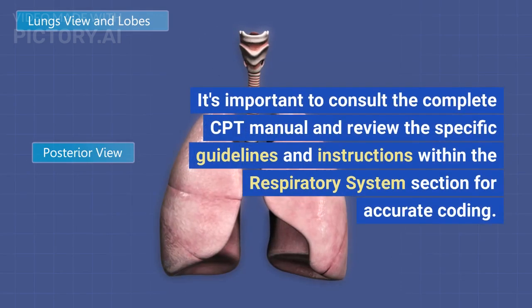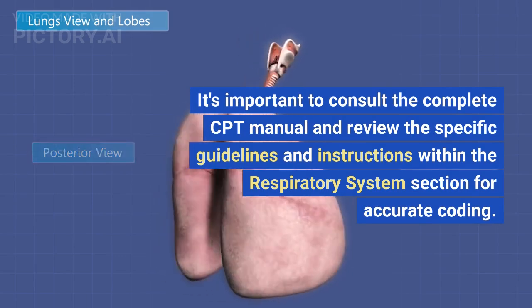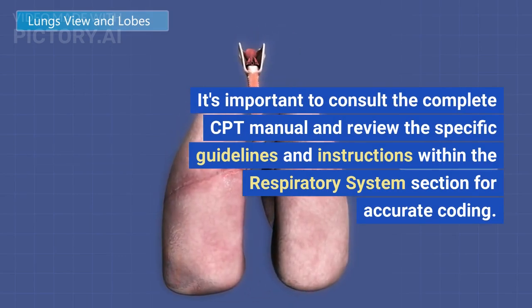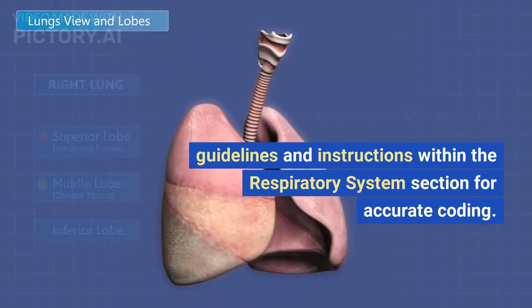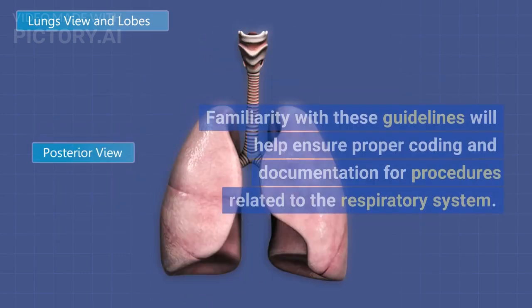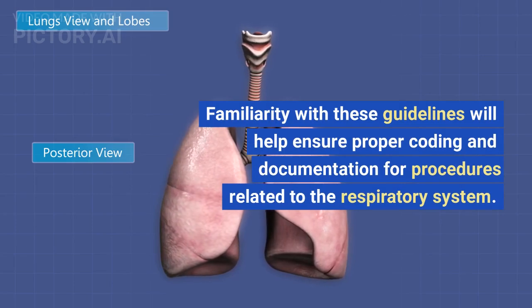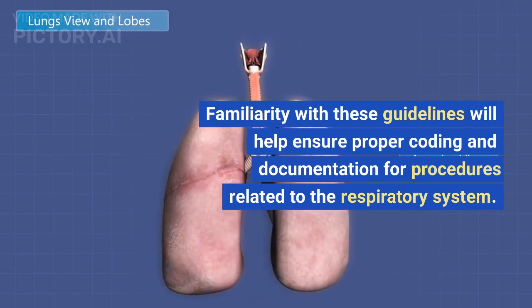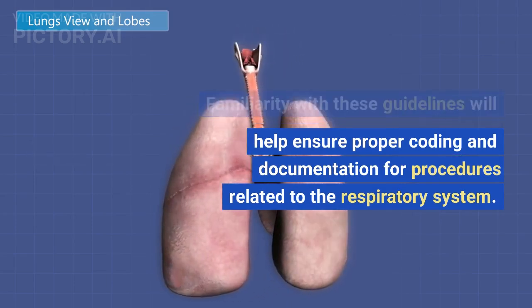It's important to consult the complete CPT manual and review the specific guidelines and instructions within the respiratory system section for accurate coding. Familiarity with these guidelines will help ensure proper coding and documentation for procedures related to the respiratory system.